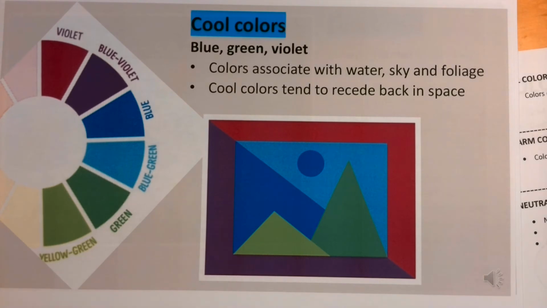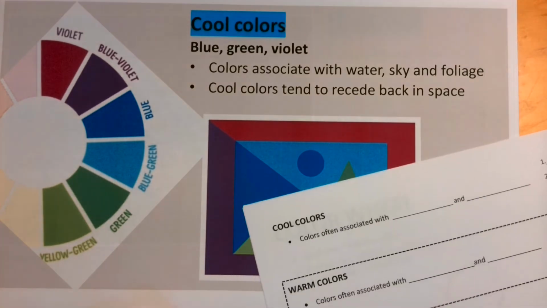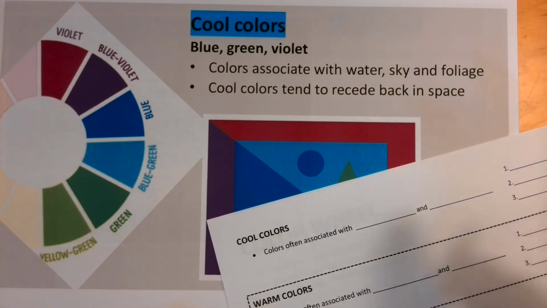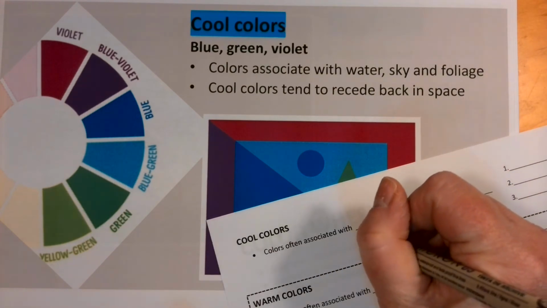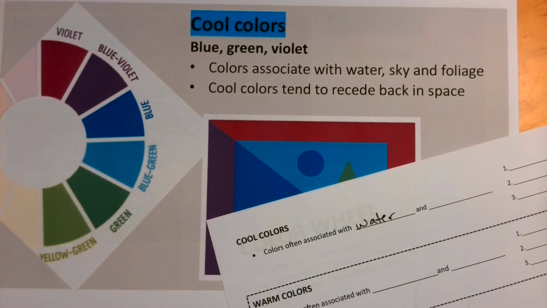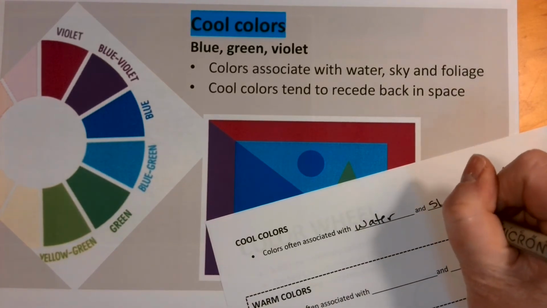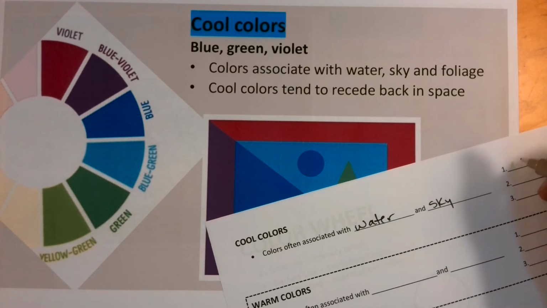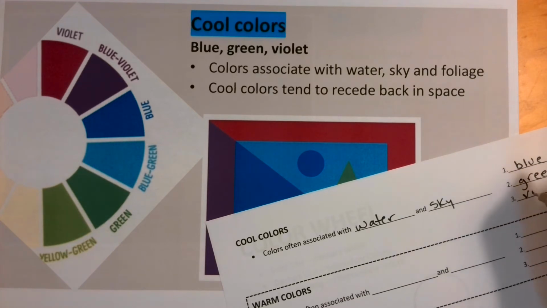Cool colors, blue, green, and violet, are often associated with water, sky, and foliage. So we're going to put in here water and sky, and cool colors are blue, green, and violet.